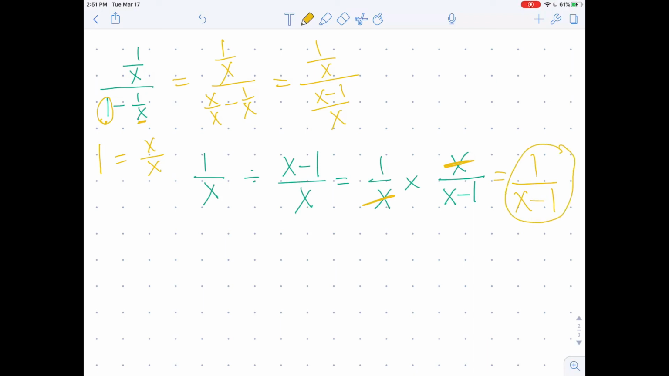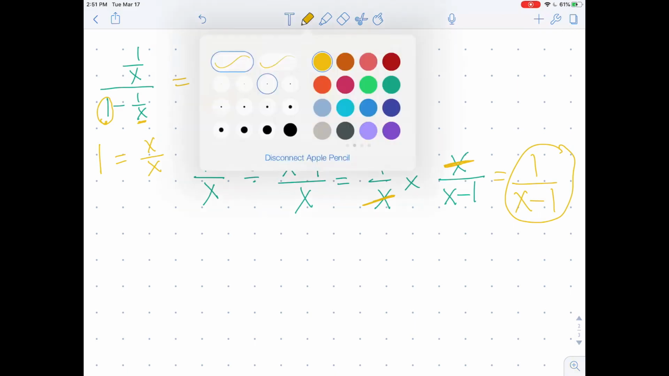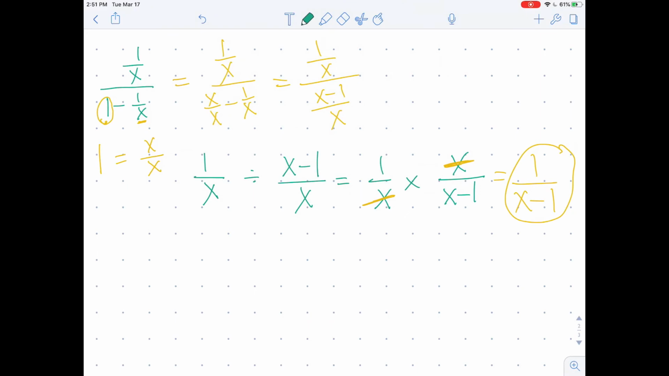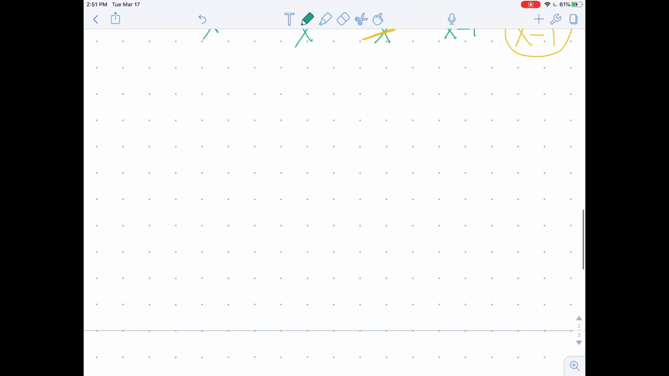Okay, we're going to do another one of these examples so that we make sure we're clear on it. But I really think you can do this, guys. Stick with it. Okay, here's our other example. 1 minus 1 over x plus 1 divided by x over 2x.